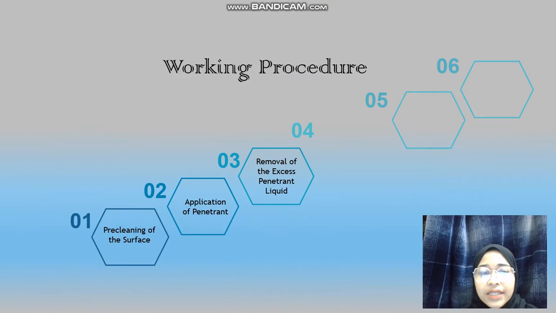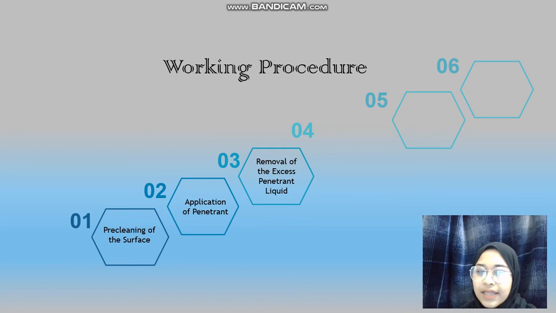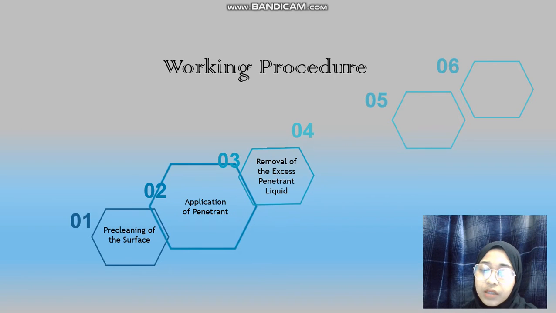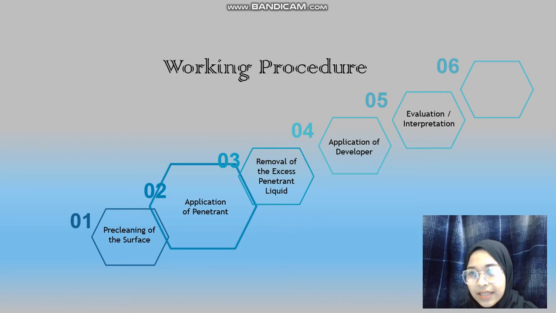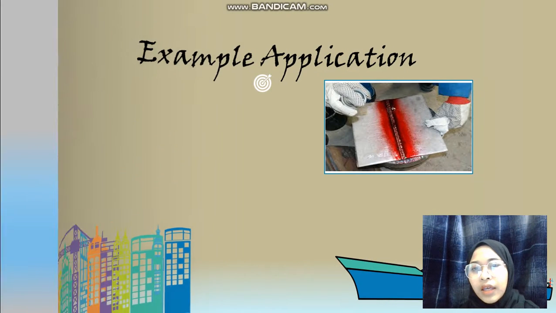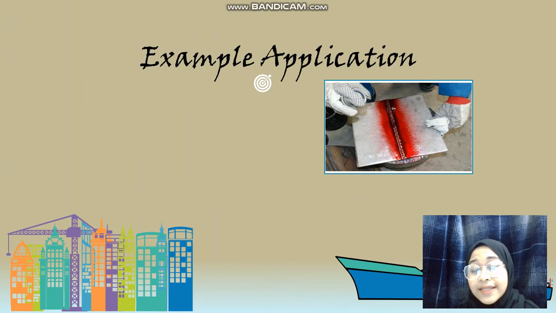Then the working procedure of dye penetration testing. First step is pre-cleaning of the surface. Second step, application of penetrant. Third step is about removal of the excess penetrant liquid. Fourth step, application of developer. Then evaluation or interpretation. And lastly, the liquid penetrant test report. These are pictures of example applications in dye penetration testing.